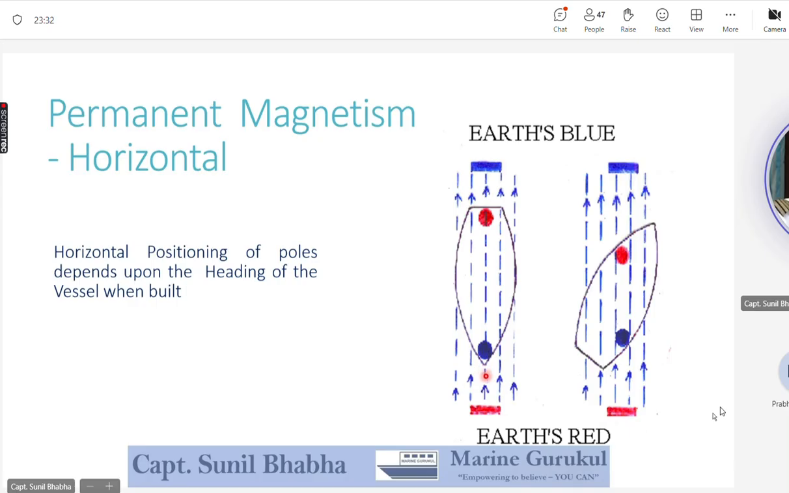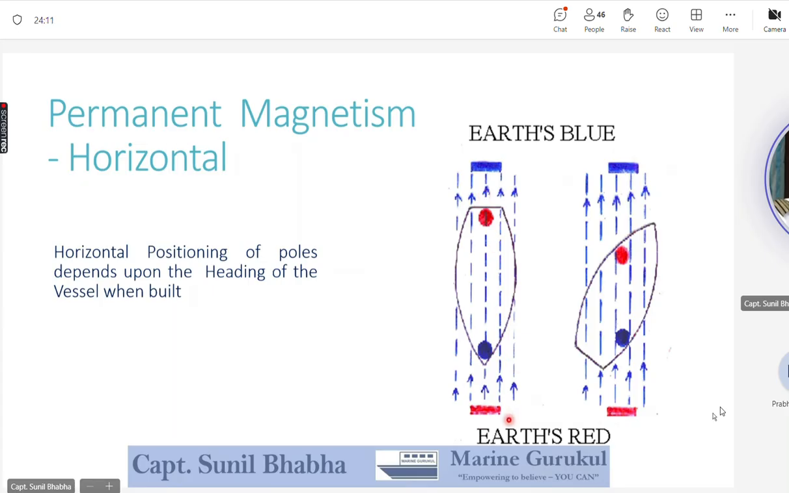Now, if it is being built on a southerly heading, you see a red color pole here at the bottom or at the south. This is basically the south pole or the south magnetic pole of the Earth. And you see a blue pole at the top or north of the ship. This represents the north magnetic pole of the Earth, which has the blue polarity. And these dotted lines which you see, the dotted lines going from red pole to the blue pole, they represent the magnetic field lines of the Earth.